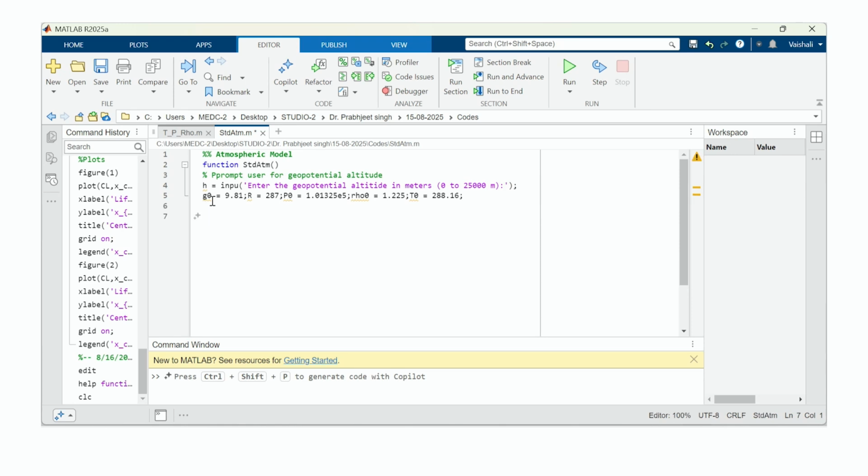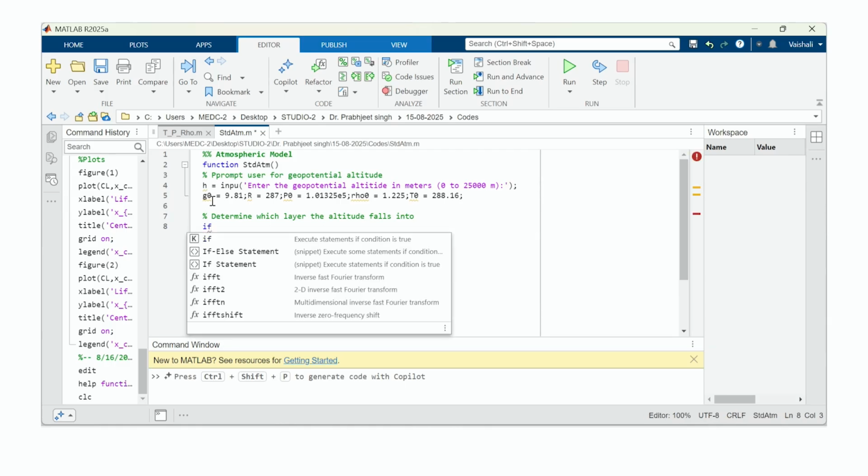Now the next thing is we have to determine which layer the altitude falls into. So when the user enters this information, MATLAB will realize whether this altitude falls in an isothermal layer or a gradient layer. So now we'll put a condition.